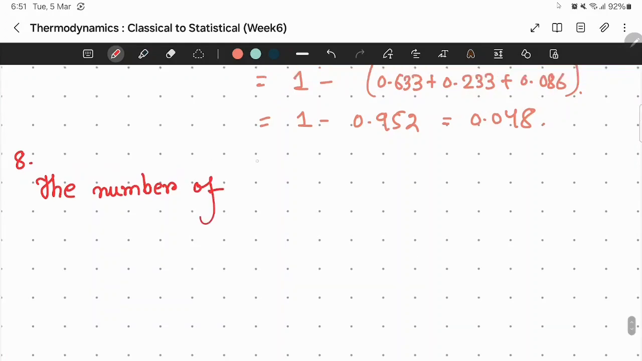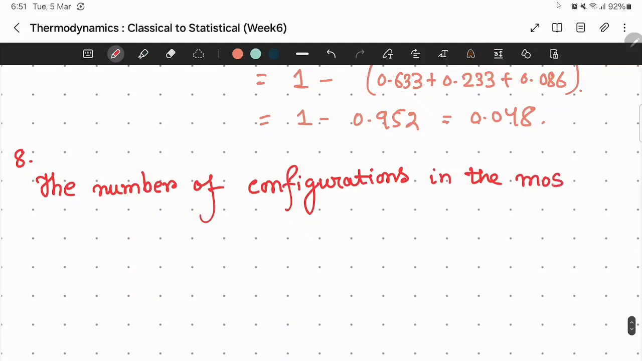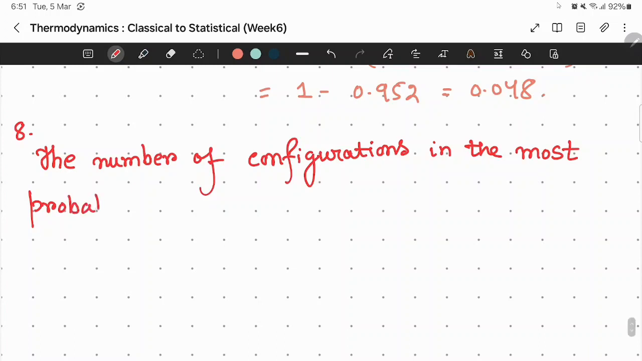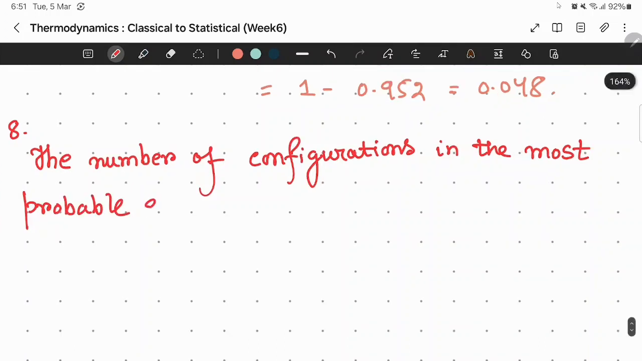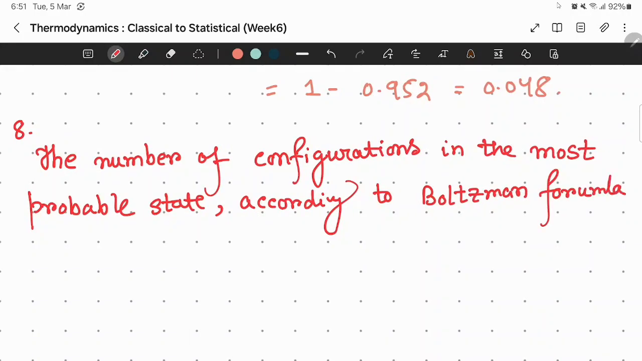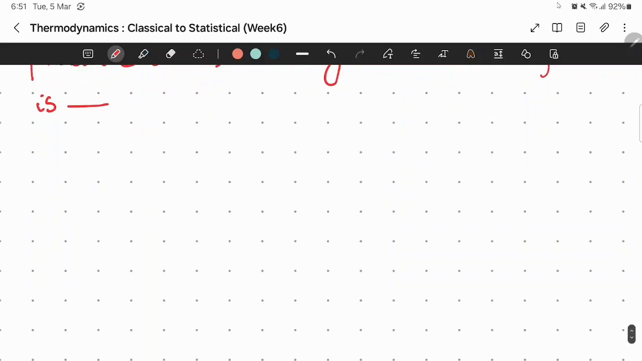Question number 8. The number of configurations in the most probable state according to Boltzmann formula is. Okay.